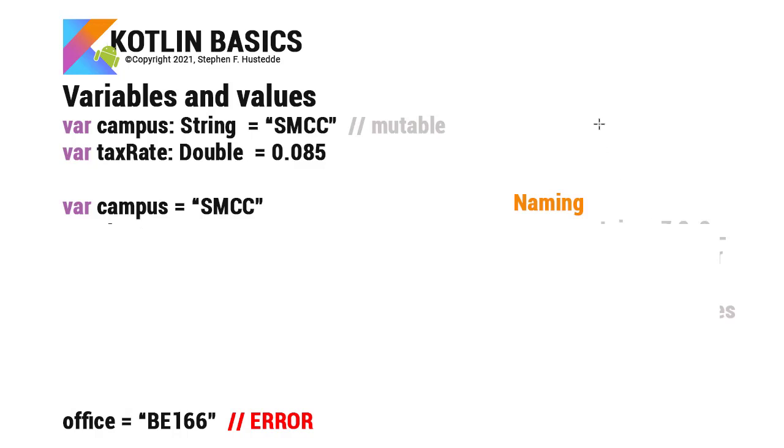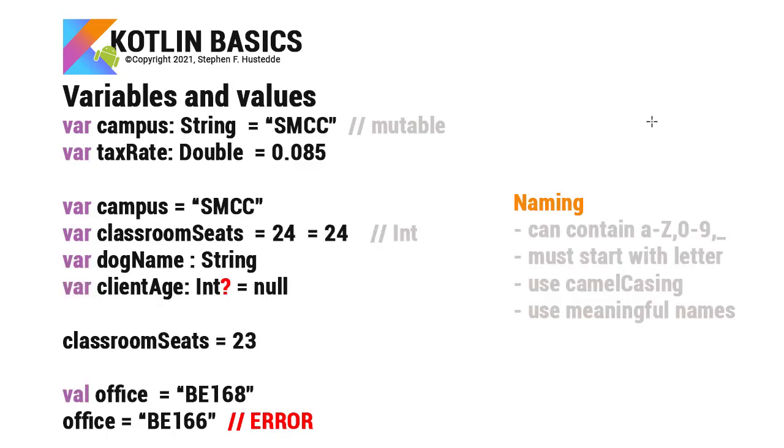Naming conventions include that names must start with a letter A through Z. Generally, we use lowercase to start. They can contain numbers, and they can contain an underscore. Traditionally, most developers use camel casing rather than the underscores, where we're capitalizing each letter of subsequent words. And I would strongly suggest using meaningful names so it's more readable.